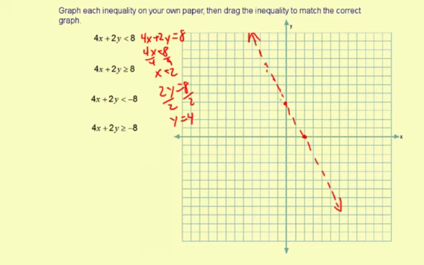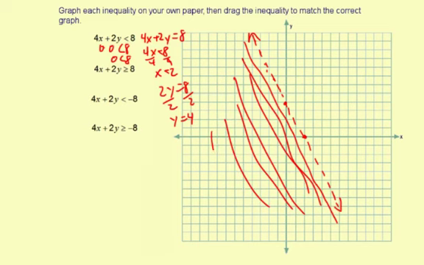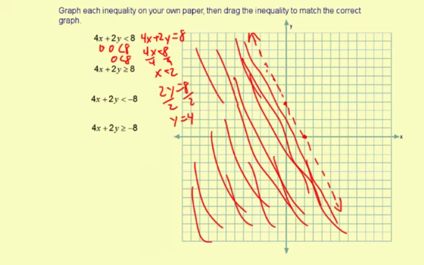Now we need to do a test point. Let's use 0, 0 again. So 0, 0 less than 8 is 0 less than 8. That is true, which means 0, 0 is true, and that also means that all the points on this half plane on this side are also true. So you're going to shade all this in, just like that. Okay, so this is the graph of 4x plus 2y is less than 8.